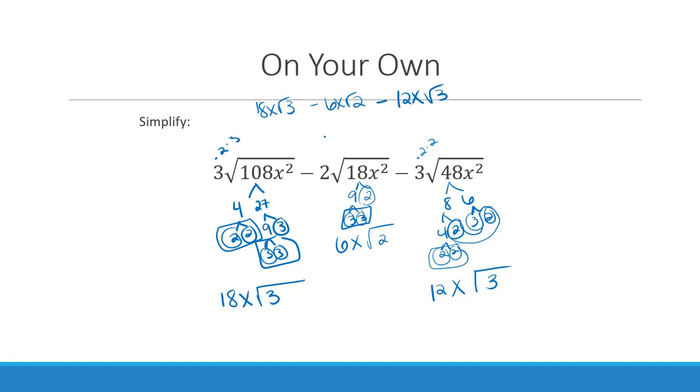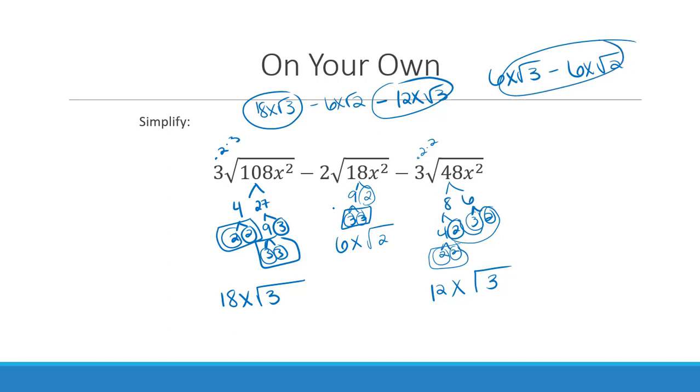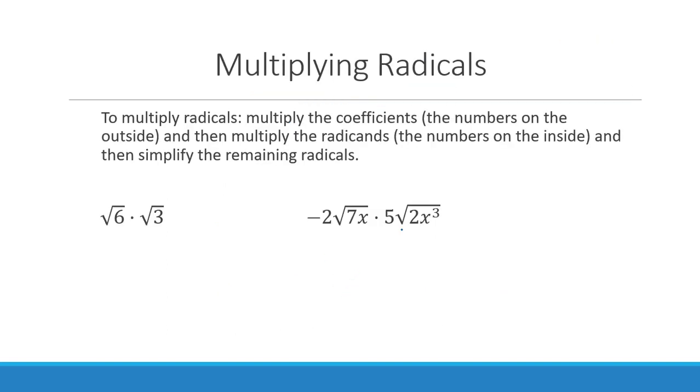Now you only want to put like terms together. So if you look, the only ones you can put together would be the ones that have the square root of 3. So 18x minus 12x is going to give me 6x square root of 3. And then I'm just going to write beside it minus 6x square root of 2. Since those are unlike terms, you cannot put those together.